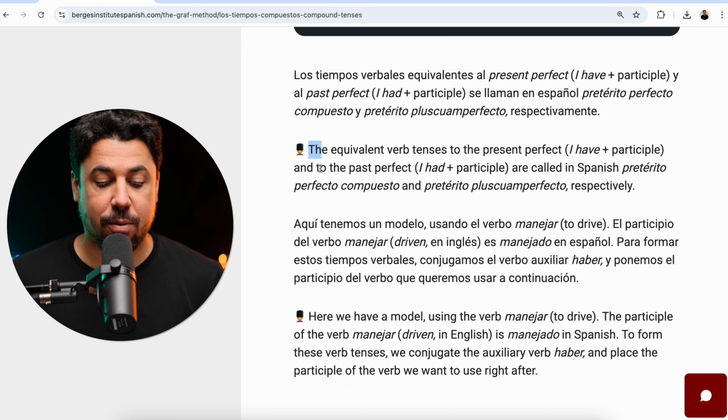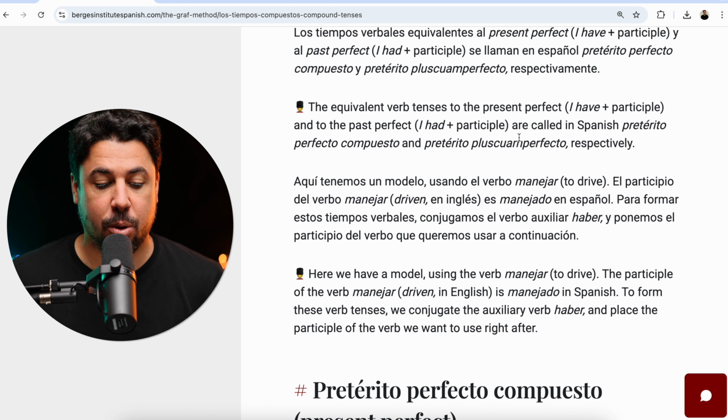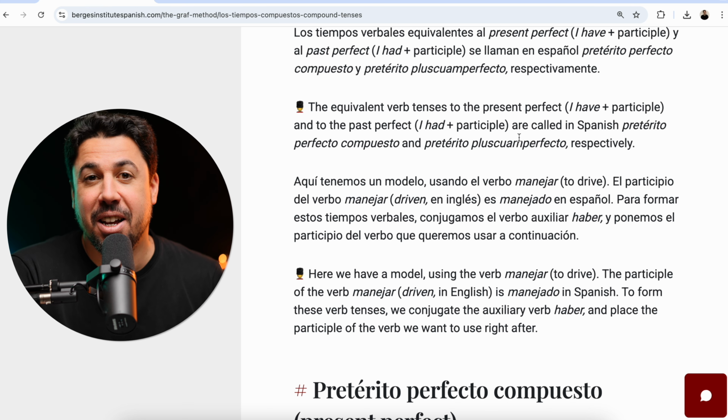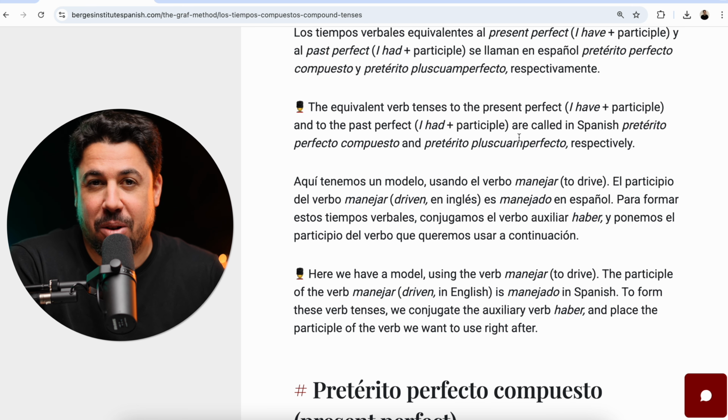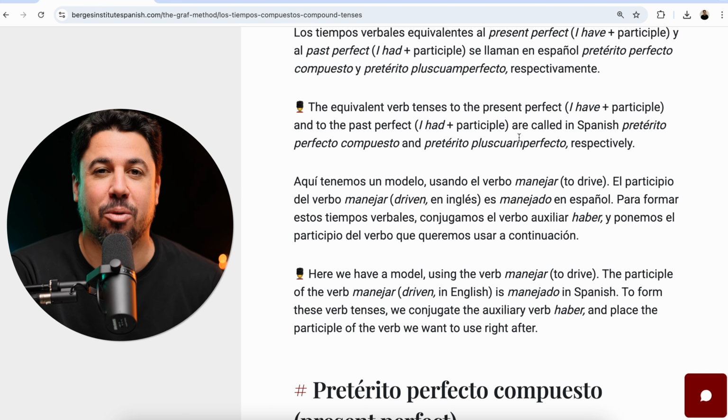In English, the equivalent verb tenses to the present perfect, I have plus participle, and to the past perfect, I had plus participle, are called in Spanish pretérito perfecto compuesto and pretérito pluscuamperfecto respectively. The names are kind of crazy. In English, right, present perfect, past perfect makes a lot of sense. They could be called in Spanish presente perfecto, pasado perfecto, but they aren't. They happen to be called pretérito perfecto compuesto for present perfect and pretérito pluscuamperfecto for past perfect.